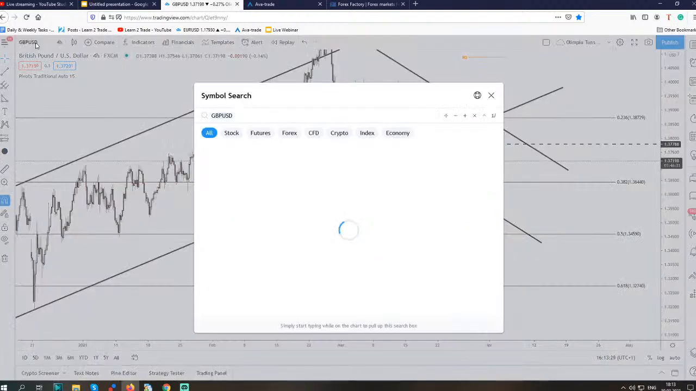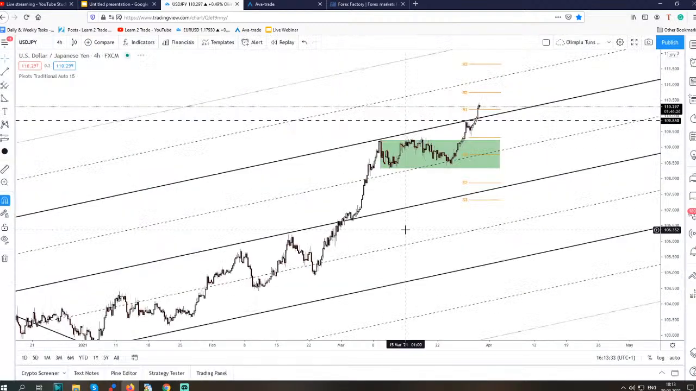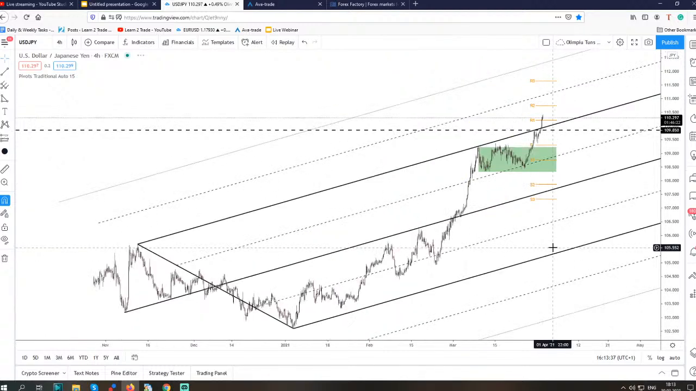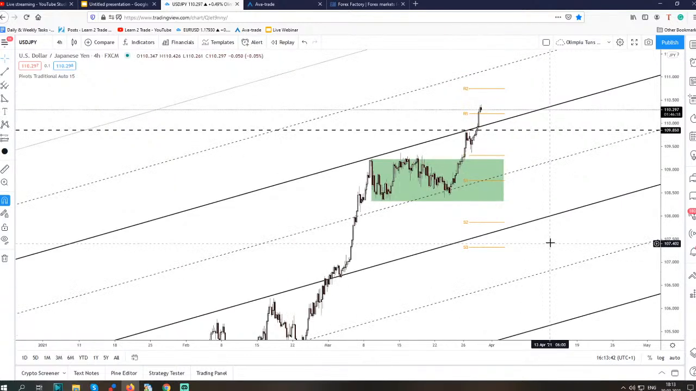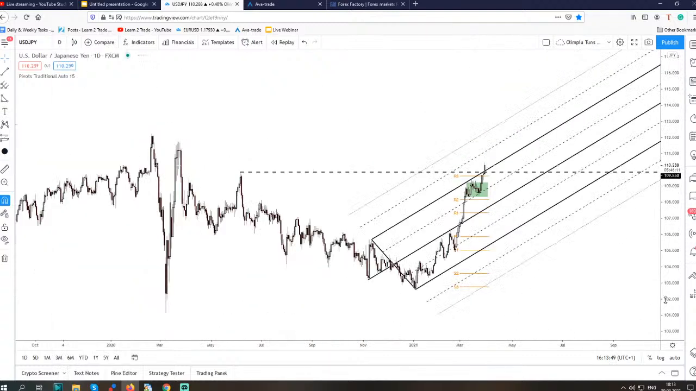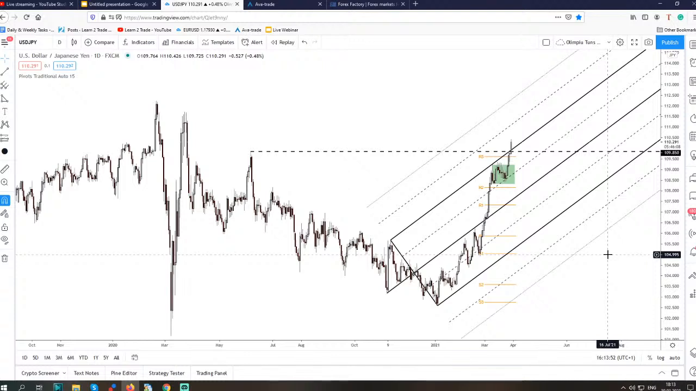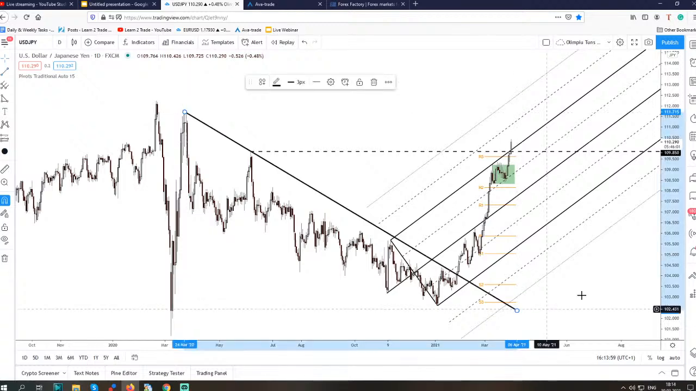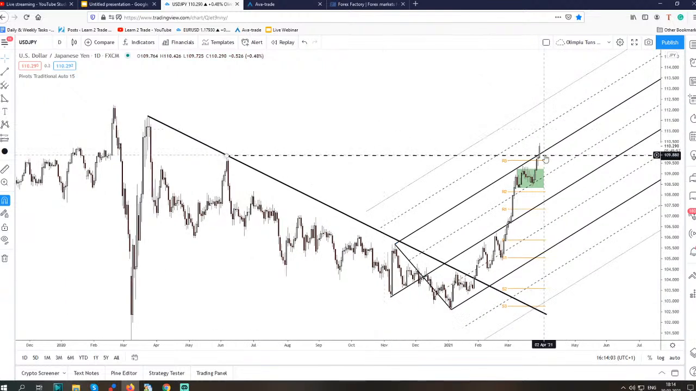Let's move on and let's talk about the US dollar versus the Japanese yen. The pair is strongly bullish, as you can see here. One moment, guys, and you can see here that the price is moving upwards after breaking above this downtrend line.